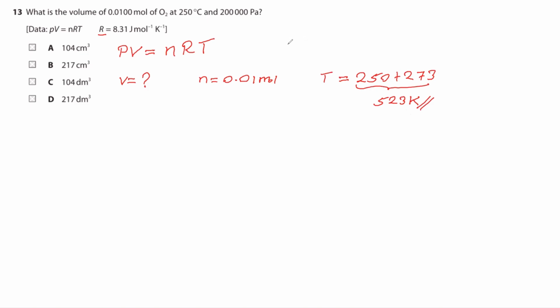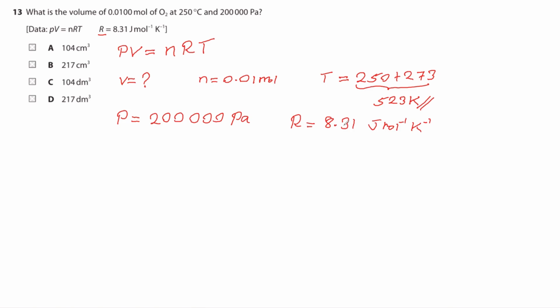And the pressure is given. The pressure is 200,000 Pascal. Yes, we use the pressure in Pascal, so it's fine. Those are the data, and other than that we know what R is. It's given, R equals 8.31 joule per mole per Kelvin. So now we have all the data in the right units where we can use them.